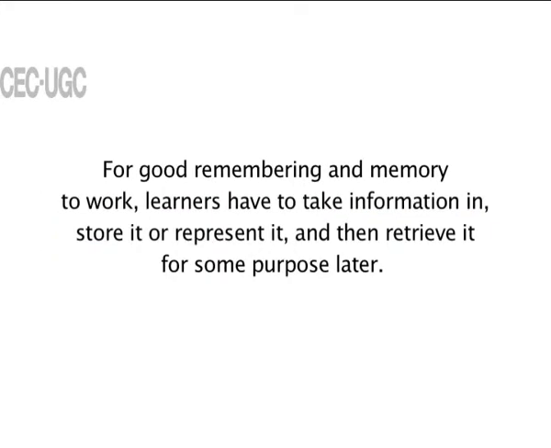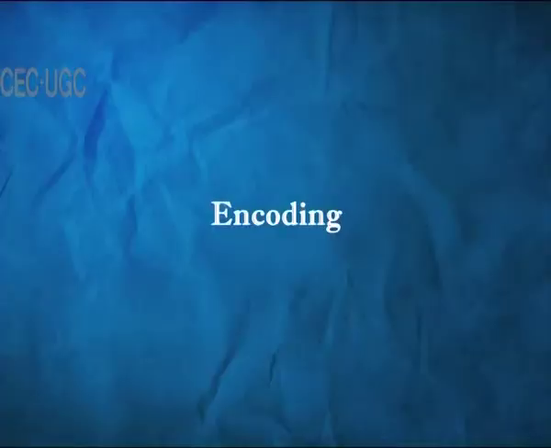For good remembering and memory to work, learners have to take information in, store it or represent it, and then retrieve it for some purpose later. In that figure, memory's information processing has been shown and given in the following points. First, encoding is the first stage by which information is recorded and registered for the first time so that it becomes usable by the memory system. It is a biological event beginning with perception through the senses.